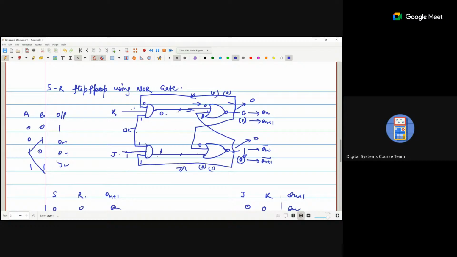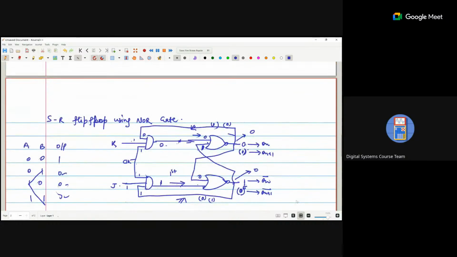Just understand my point: if we assume that 1 goes inside this NOR gate first, then when 1 goes inside this NOR gate, we are getting a 0. That 0 feeds to this NOR gate, we are getting 0, and 0 becomes 1. So it is a complement.